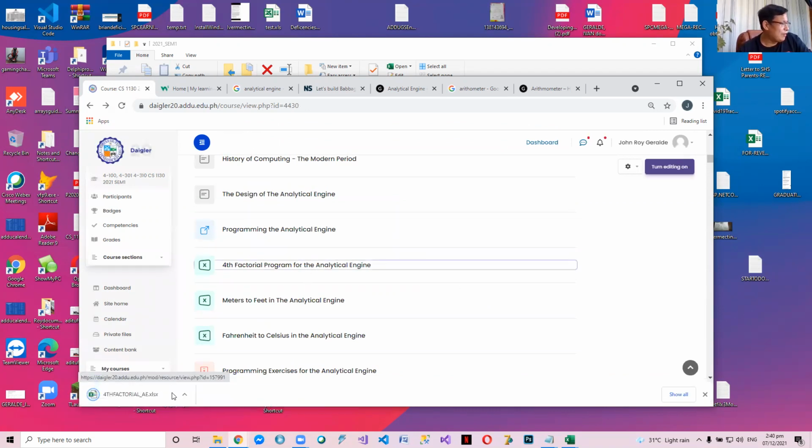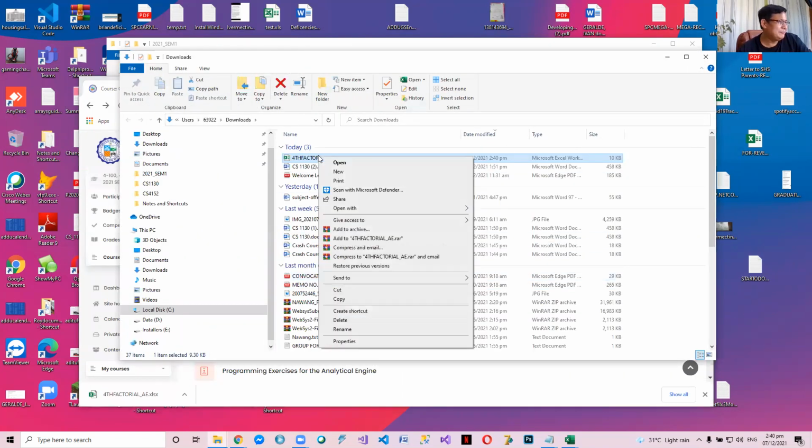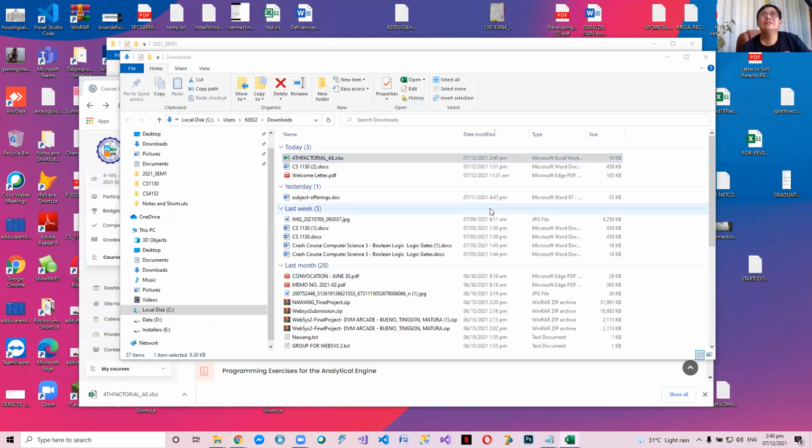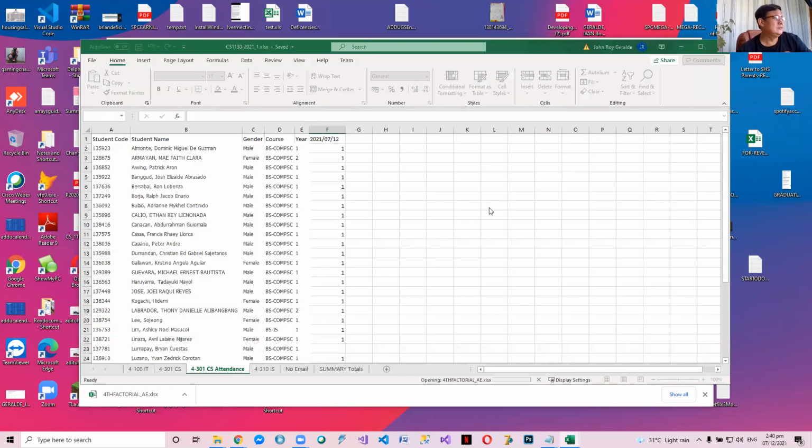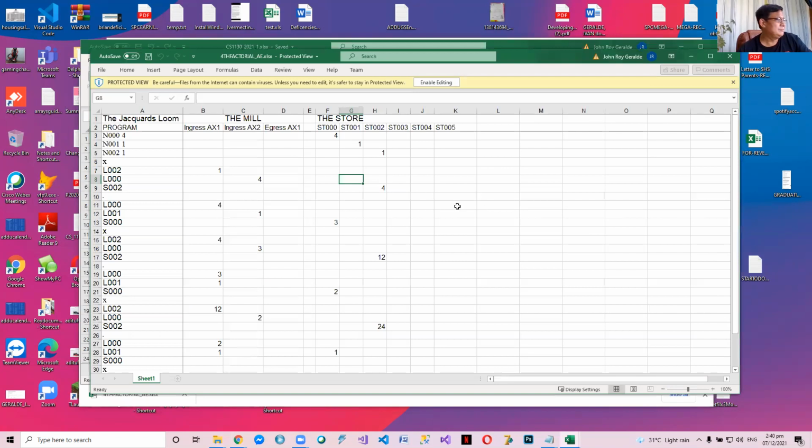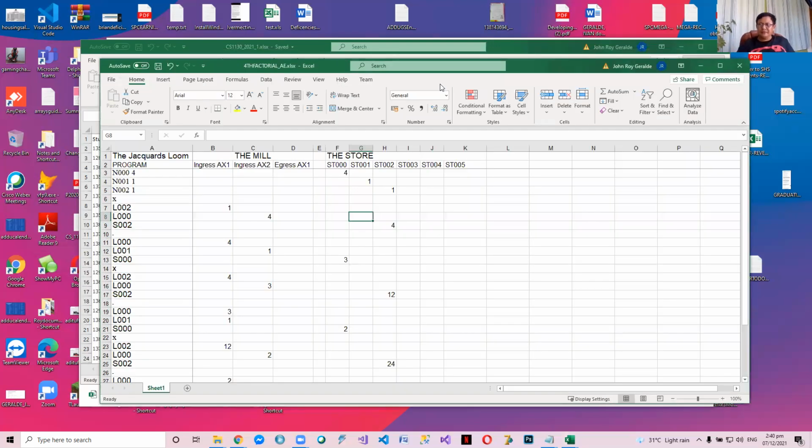Here's an example of a factorial program in the analytical engine. You can download this from our site. Fourth factorial. Who knows what a factorial is? Factorial. What is the first factorial? What is the first factorial? Anyone?